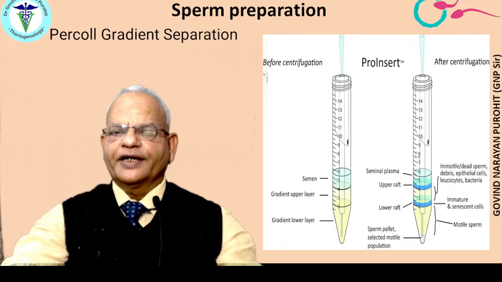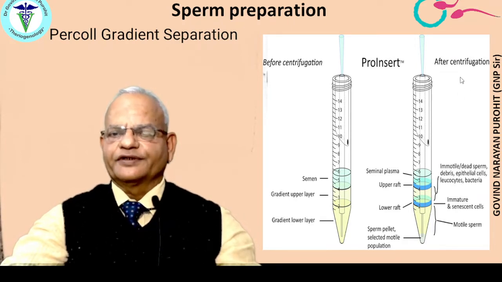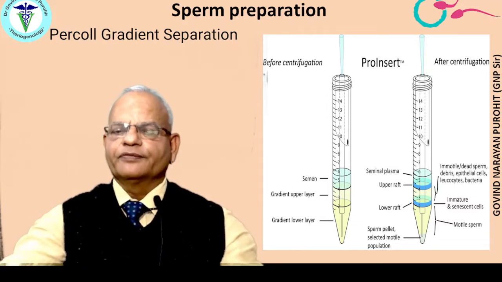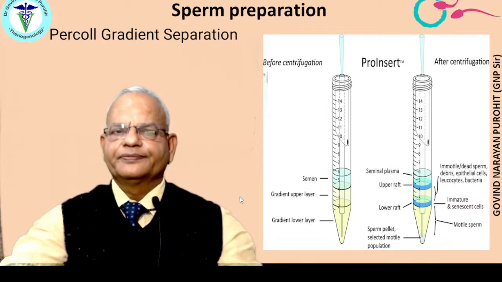Now this is again showing the Percoll gradient centrifugation, and after centrifugation the motile sperms are in the lower level of the test tube. So when you are taking out spermatozoa, you will have to pick them up from the lower level, right?